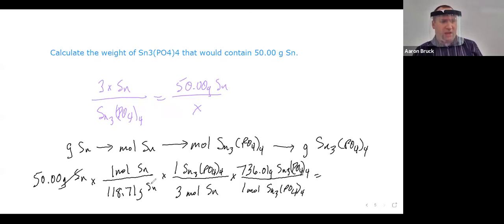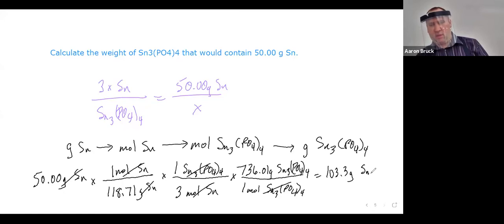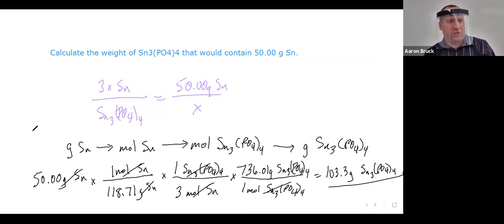But if I do the calculation, everything cancels but the grams. 50 times 736.01 divided by 118.71 divided by 3, to 4 significant figures, would be 103.3 grams of tin 4 phosphate. Now, like I said, that's one approach.